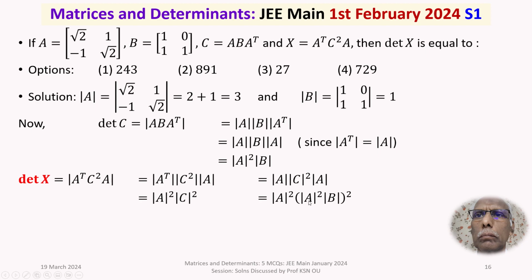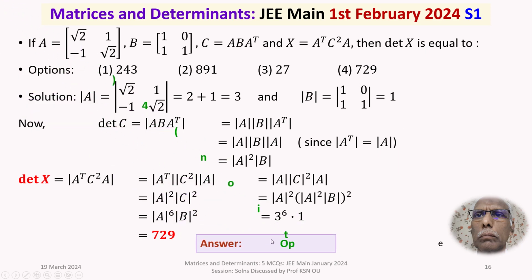So this will be determinant of A to the power of 4 into determinant of A square, that is determinant of A to the power of 6 into determinant of B square. And determinant of A is 3, so 3 power 6 into 1, that is 3 power 6, that is 729. That is determinant of X. So this is there in option 4. So the answer to this question is option 4. So that is the detailed discussion of this question, and it is a very, very easy question.